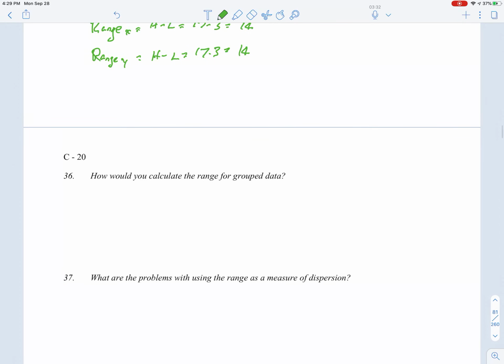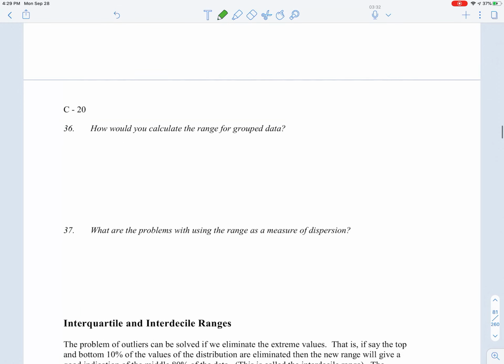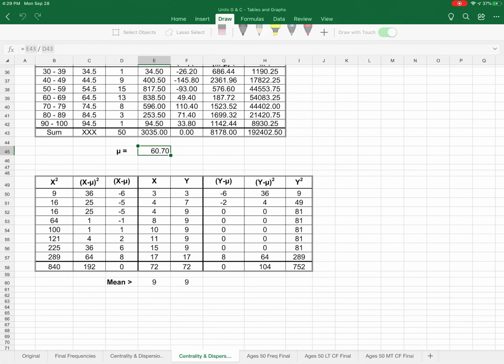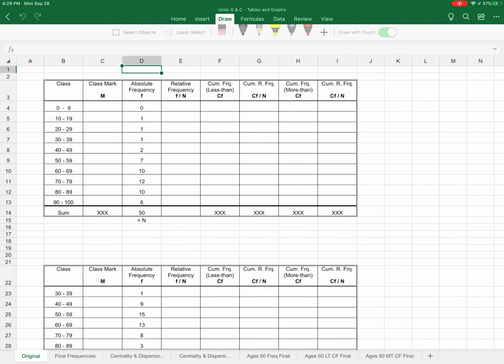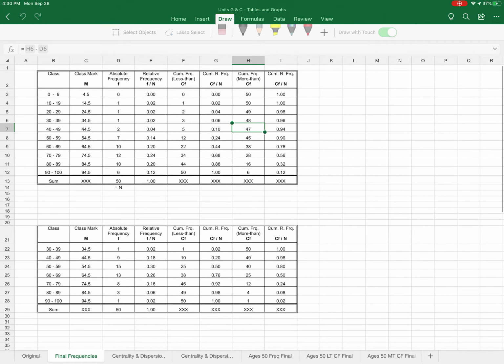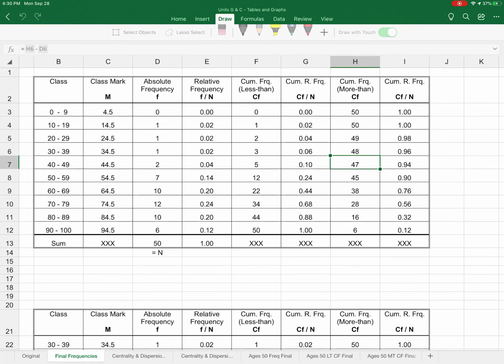Just before we do that, just a couple of questions here, and that is, how would you calculate the range for grouped data? So let's take a look at an Excel spreadsheet here. And so here's our grouped data like this. Let's go to our frequencies there, like that. And so here are the ages of the people at the very top here. And how would you figure out the range of the grouped data?